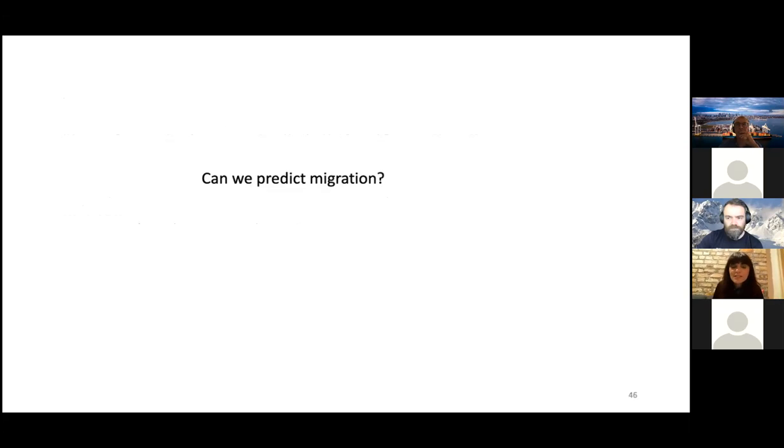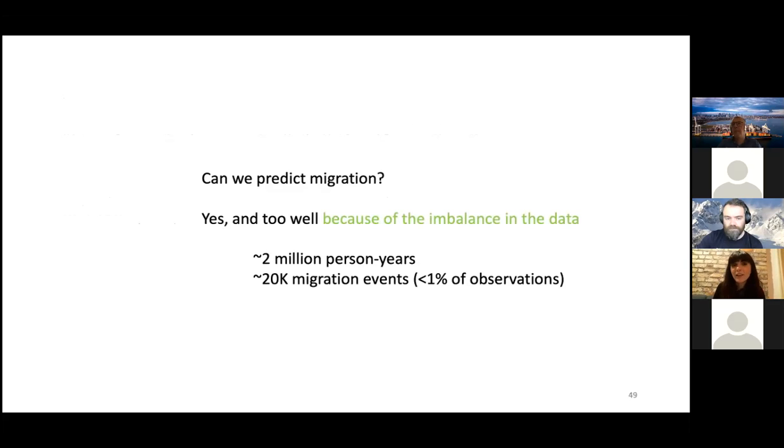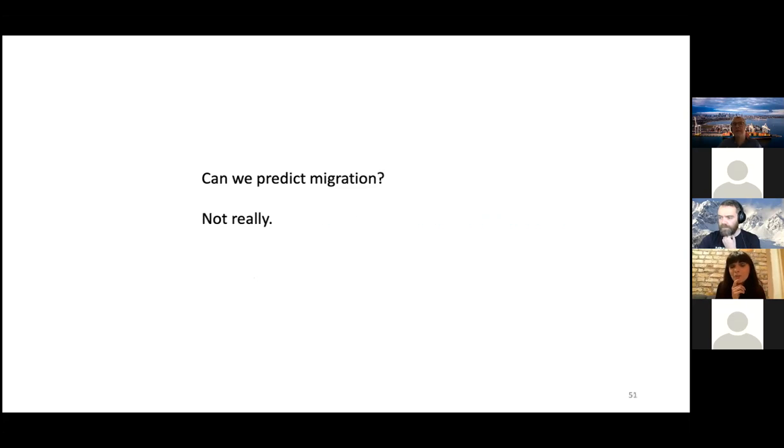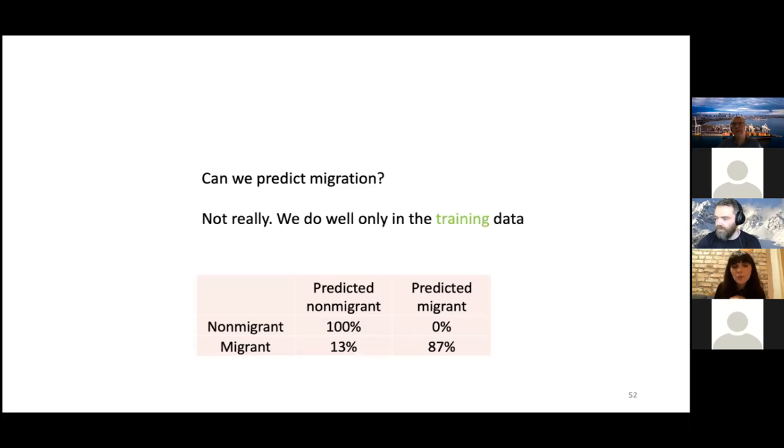Okay, so the question is, can we predict migration? If we're really naive about this, yes, we can predict it really, really well because of the imbalance in the data. Migration is a rare event. We have 2 million person years in the data, but only 20,000 migration events. So less than 1% of the observations. So if we have a model that predicts non-migrant all the time, it's accurate 99% of the time, right? If we want our model to separate migrants from non-migrants, we don't do that well. Well, we actually do okay in the training data.